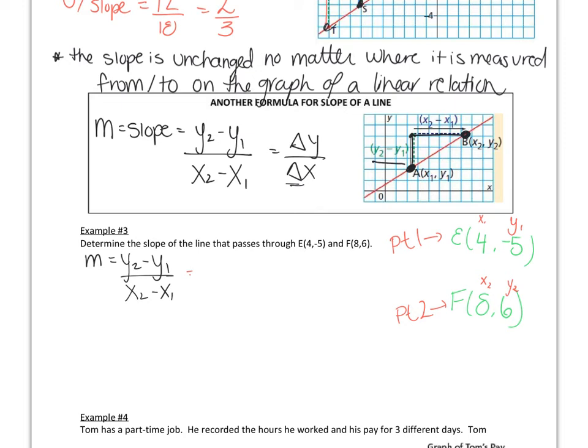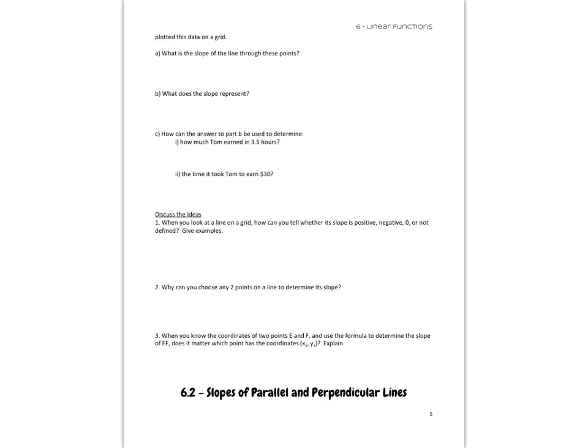So when we sub in, y2 is 6. We need to subtract y1, which was -5. So don't forget to add that negative in. This is all over x2, which was 8, take away x1, which is 4. So 6 take away -5 is like adding 5 to 6. So it'll be 11 over 4. And that is the slope of the line between these 2 points.